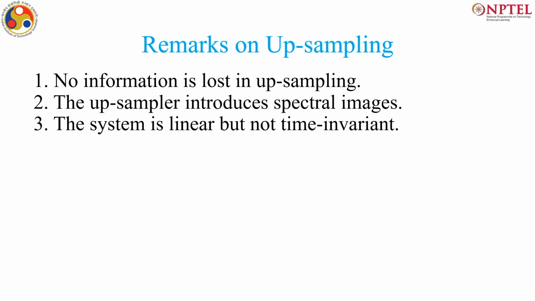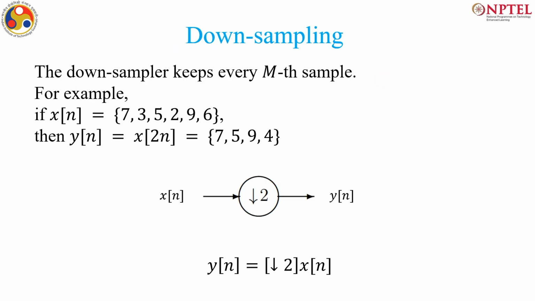So, some remarks on upsampling. First of all, no information is lost in upsampling. Secondly, the upsampler introduces spectral images, that is, copies of the spectrum. So, in upsampling by 2, we had seen that one extra copy is replicated, or one extra spectral image is formed. And if I am upsampling by L, then L minus 1 extra copies will be formed. Again, this is very important: the system is linear, but it is not time invariant because of this playing with the factor of n. Now, similarly, we will study downsampling.